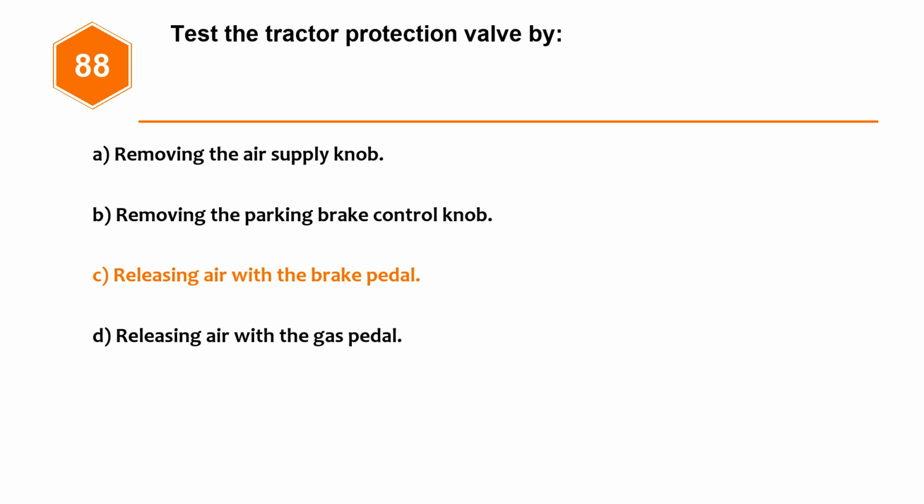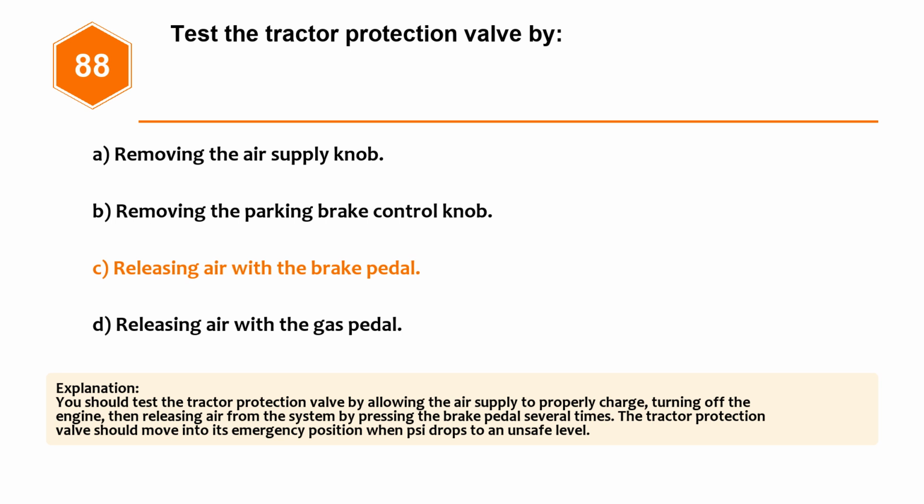The correct answer is option C, releasing air with the brake pedal. Explanation: You should test the tractor protection valve by allowing the air supply to properly charge, turning off the engine, then releasing air from the system by pressing the brake pedal several times. The tractor protection valve should move into its emergency position when the air supply drops to an unsafe level.